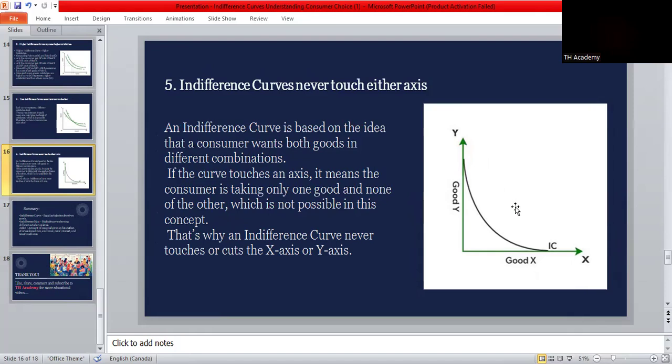Indifference curves never touch the axis, the x-axis or the y-axis. Why? Because the concept assumes that the consumer wants both goods in some combination. If the curve touched an axis, it would mean they are consuming only one good and none of the other, which goes against the idea of consumer choice. So curves always stay away from the axis.